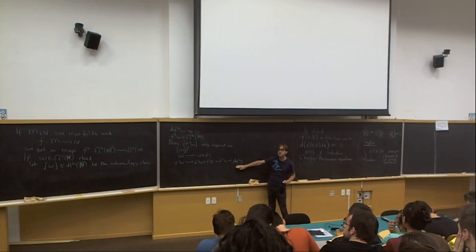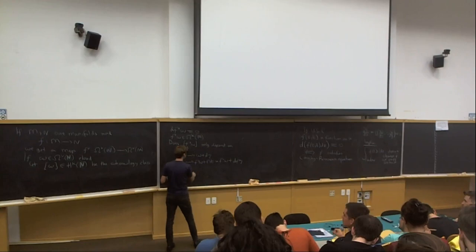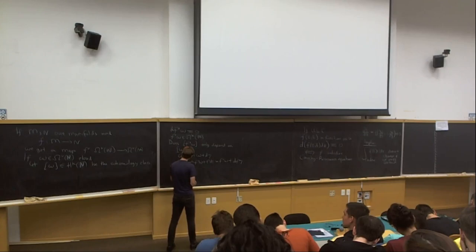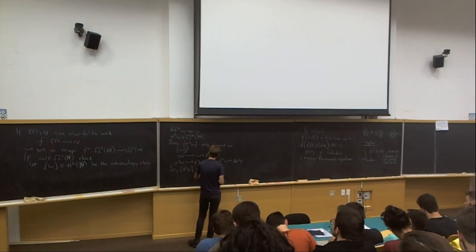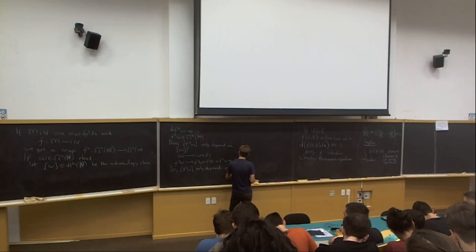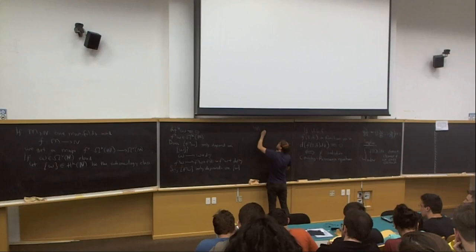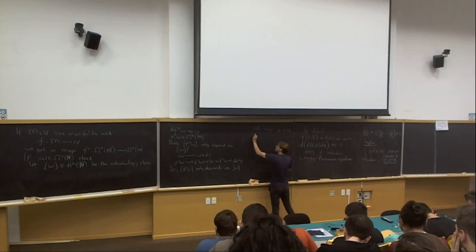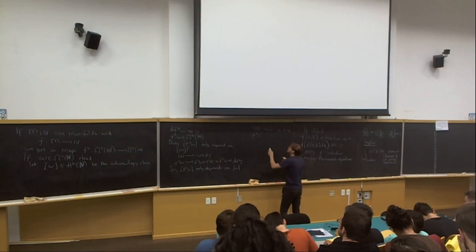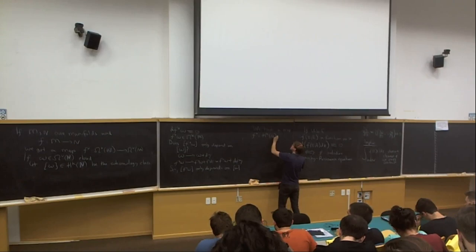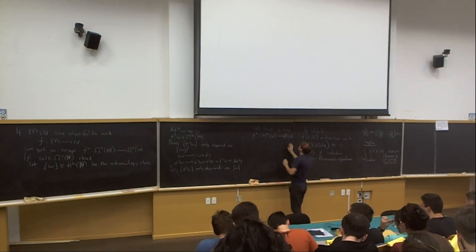So it follows that F star of omega only depends on the cohomology class of omega. This means we have a map at the level of cohomology. I'll continue to call it F star. I hope this won't cause confusion.